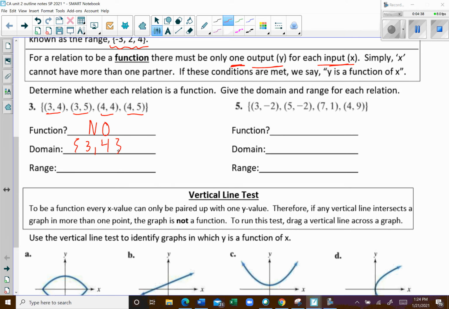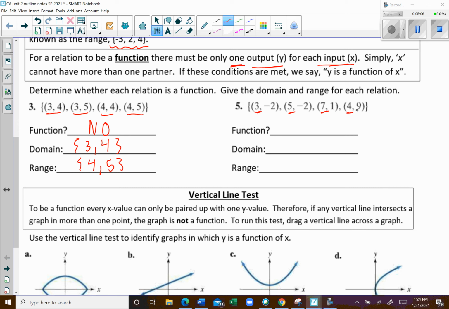You don't need to list it twice, even though it shows up multiple times. Just list it once whenever you're asked for domain. And then our range looks like we have 4, 5, and then 4 and a 5 again. Once again, you just need to list that one time. On our next example, it looks like we're okay because you notice my x values are 3, 5, 7, and 4.